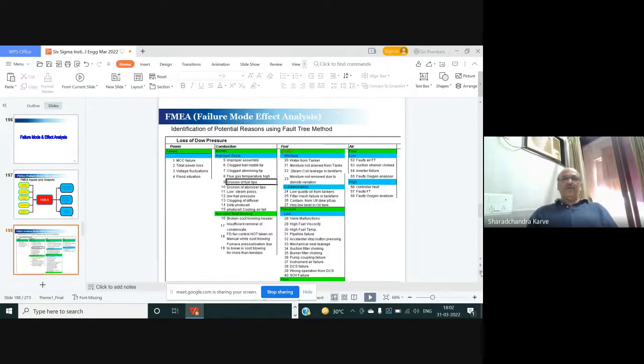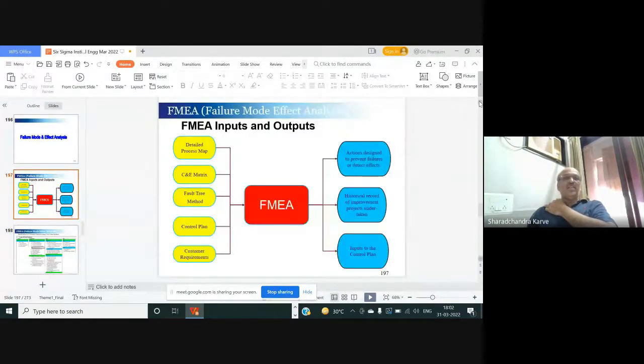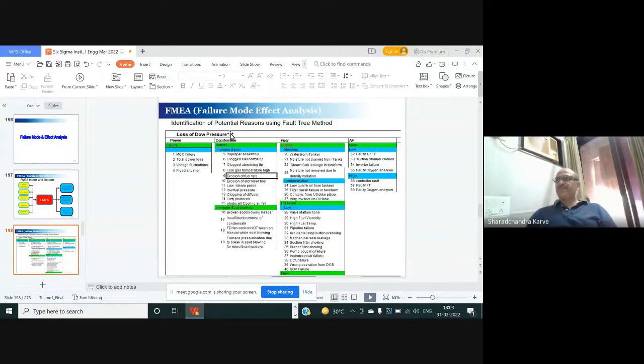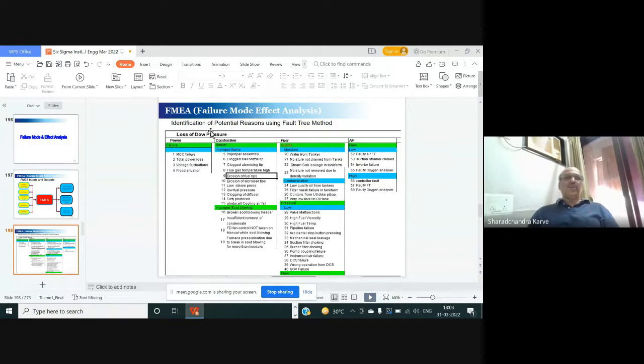So how does the FMEA work? Let us understand using a fault tree method. What we have seen earlier is a process map and cause and effect matrix. So let us understand how a fault tree works. Suppose I am talking about a loss of pressure. Why loss of pressure? There can be 4 reasons: primarily power failure, combustion, fuel and air.